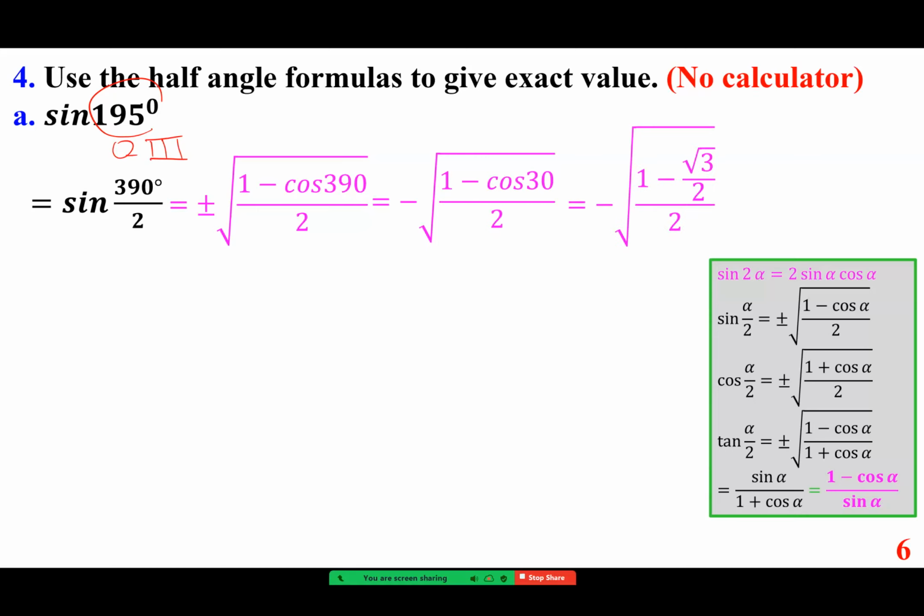And just under the radical, if you multiply by 2 over 2, the denominator is 4, comes out as 2, and the numerator is 2 minus square root of 3 under the radical. So this is the exact answer. And don't forget, it's negative. Okay, I hope everybody can see the negative sign. Let me clean up.